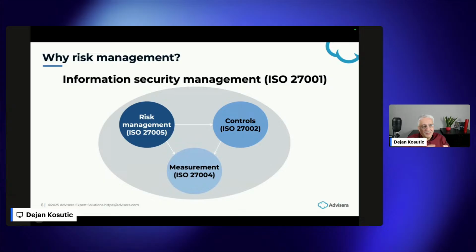27001 is, I would say, rather generic. It gives you a clue about the most important elements of risk management and other things, but it doesn't give you too much detail. If you want to learn about details, you can read ISO 27005. If you want to learn the details about implementation of controls, then this is 27002, and about measurement, 27004.